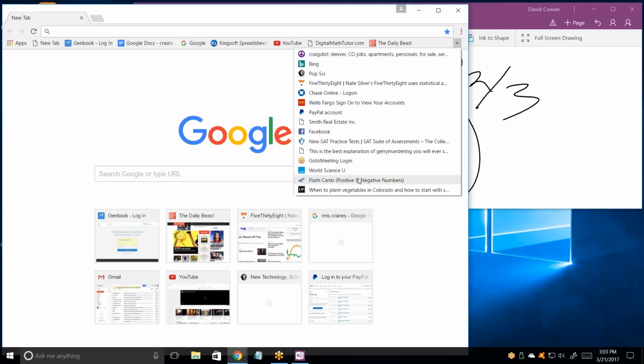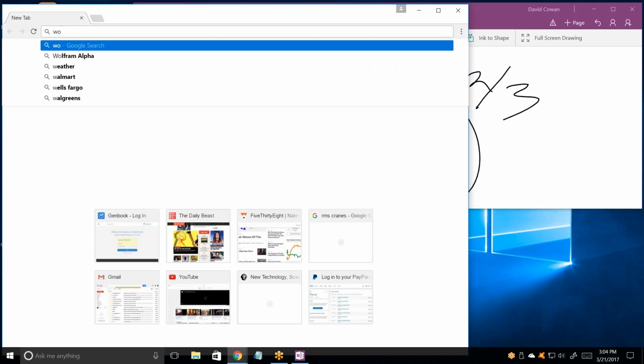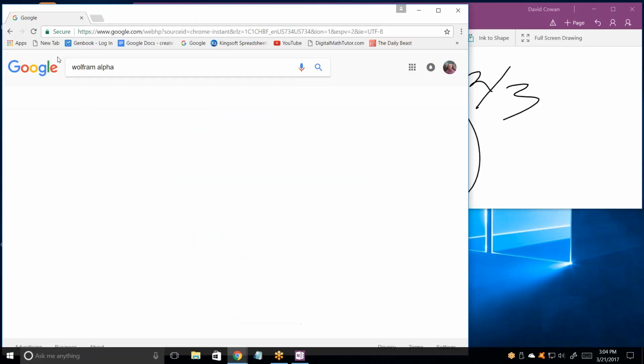Hold on, I'm looking for my, what the heck? I'm looking for Wolfram Alpha. I don't seem to have it saved on my computer. Well, let me save it.